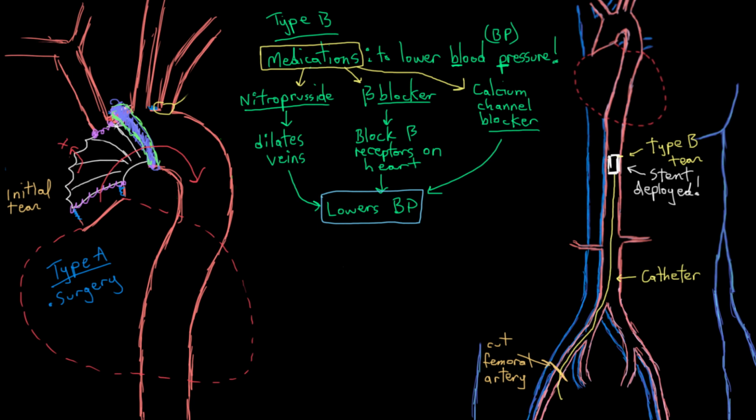With either type of treatment, medical or surgical, whether it's a type A or a type B dissection, the patient would be put on antihypertensive medications or blood pressure lowering medications for the rest of their life to minimize the chance of another dissection happening, and also to reduce their risk of other hypertension-caused problems that may crop up in the future.